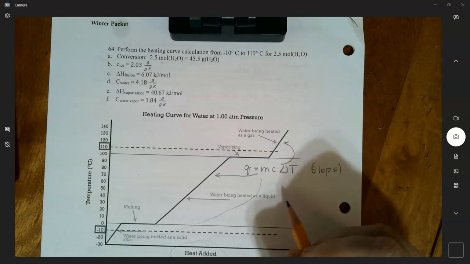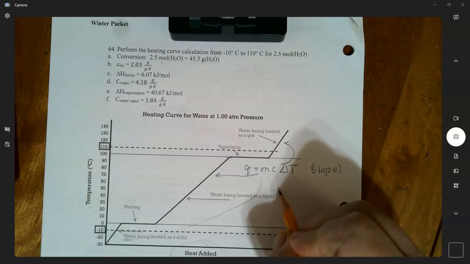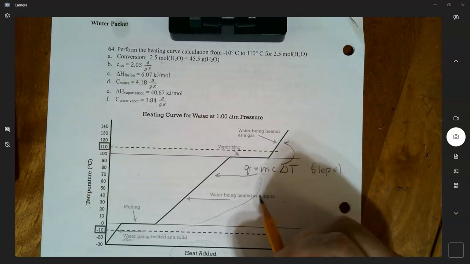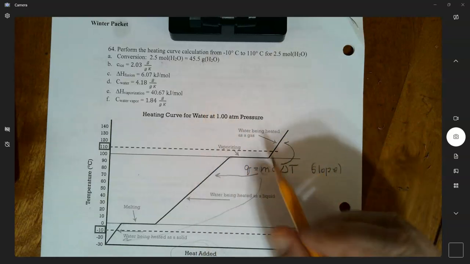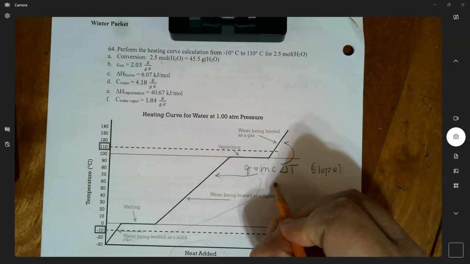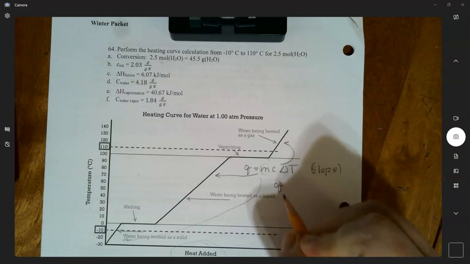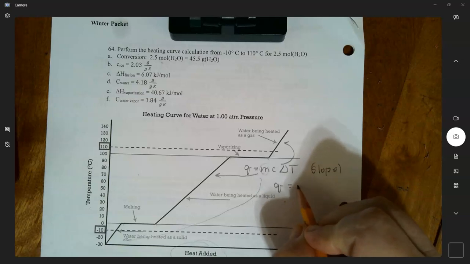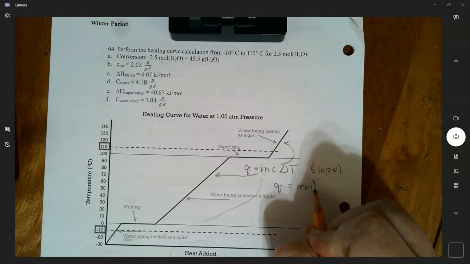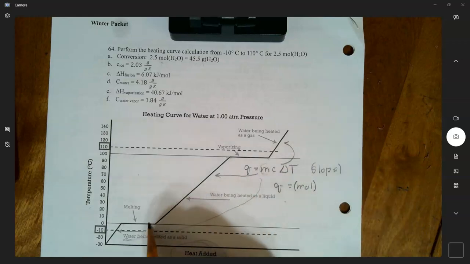Okay. And then we have the formula. Now notice this one, by the way, uses mass. So that's where you're going to use the 45.5 grams. Okay, now the other formula is also Q. Again, both of them are for heat. How much heat it takes to make the ice melt. And that's going to be the number of moles. And notice there's no delta T here because there's no temperature change at these points right here.